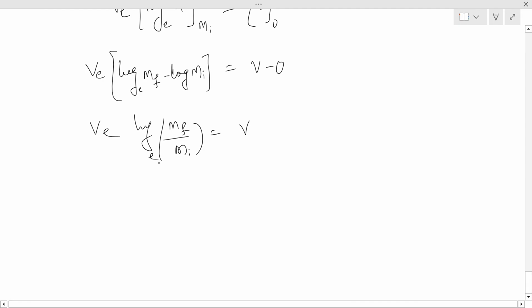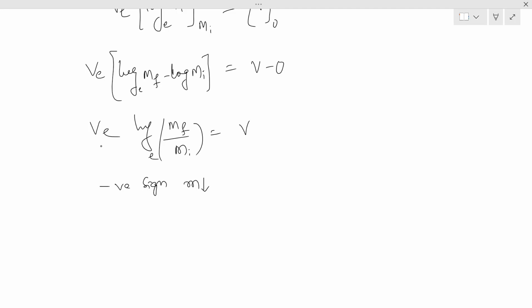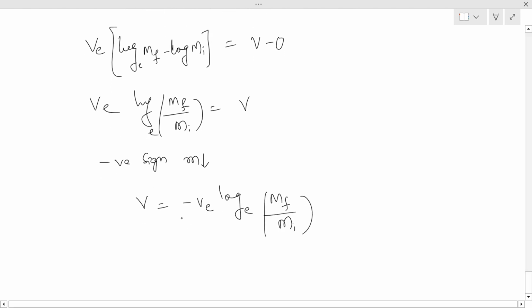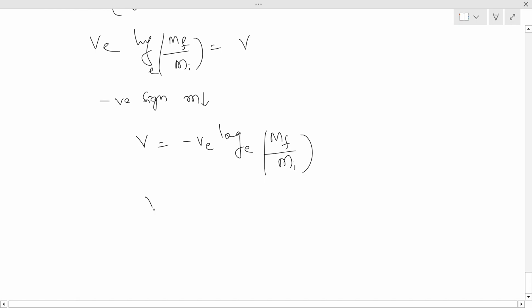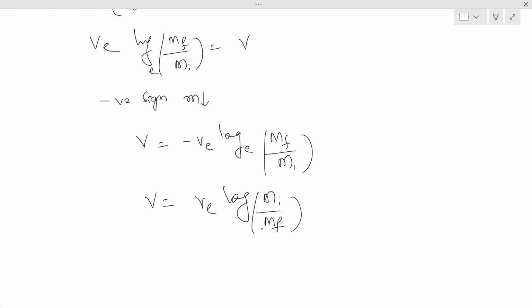But the mass is decreasing at this rate, so that's why we have to take a negative sign, because m decreases. So take this formula as minus ve log base e of mf by mi. So if you take the minus inside, the final velocity will be ve log m initial by m final. This is the velocity at a particular time.